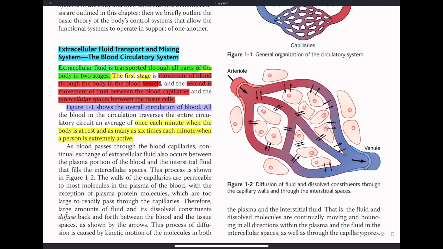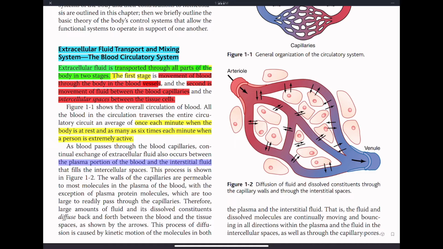Figure 1.1 shows the overall circulation of blood. All the blood in the circulation traverses the entire circulatory circuit an average of once each minute when the body is at rest and as many as 6 times each minute when a person is extremely active. As blood passes through the blood capillaries, continual exchange of extracellular fluid also occurs between the plasma portion of the blood and the interstitial fluid that fills the intercellular spaces. This process is shown in Figure 1.2.